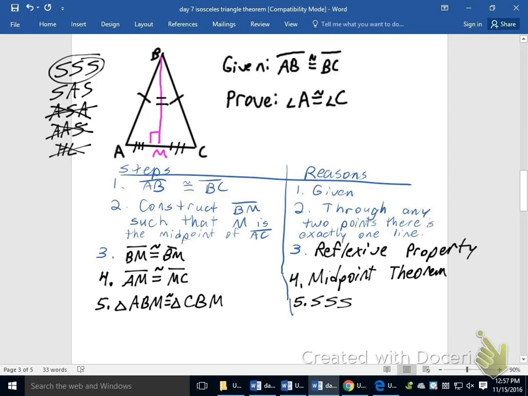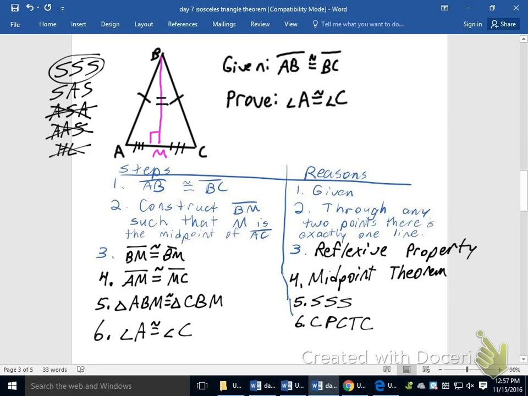But once I've got there, look at what I was trying to prove, that angle A is congruent to angle C. And now see that angle A and angle C are corresponding parts of congruent triangles. So I'm able to wrap up my proof here that angle A is congruent to angle C since corresponding parts of congruent triangles are congruent. And that wraps up my proof.